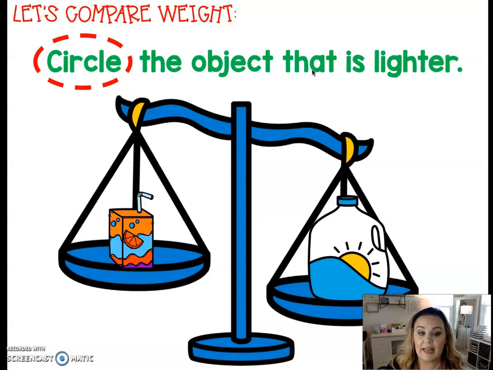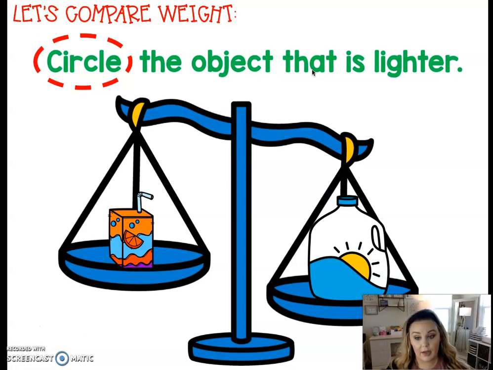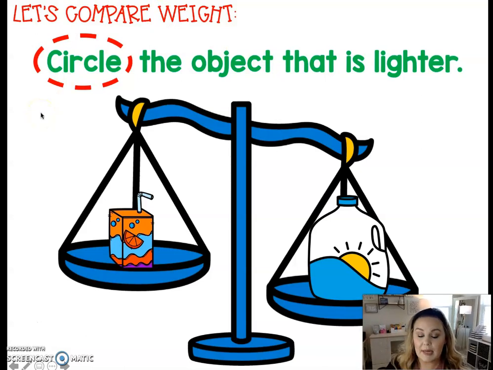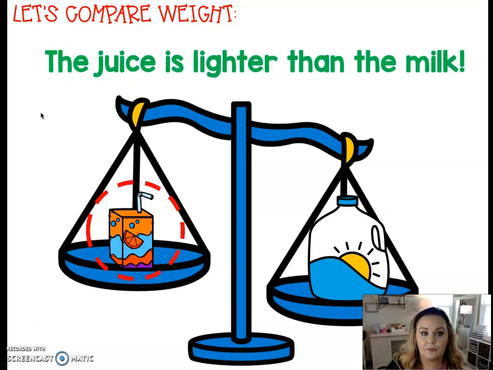Circle the object that is lighter. So now we're looking for the opposite. We don't want the one that goes lower. We want the one that's up higher because that means that it is lighter. So either put your air circle around it or you can say out loud what the object is that is lighter. The juice is lighter than the milk. So there's the juice box. We're circling it. It is lighter than the milk.